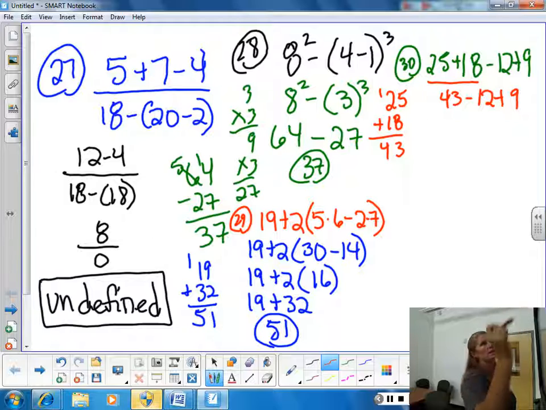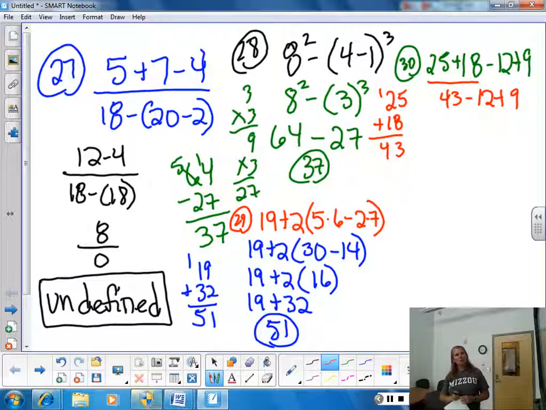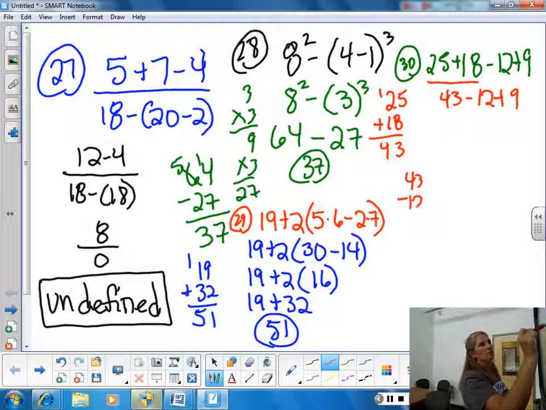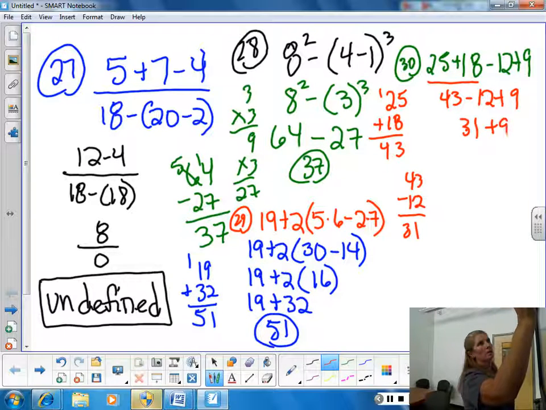The next thing is that we're going to subtract before we add here because we always go left to right with addition and subtraction. 43 minus 12 is 31. And finally, 31 plus 9 is 40.